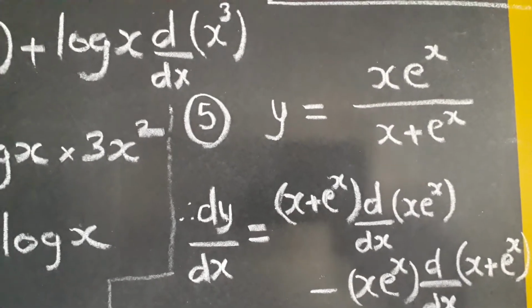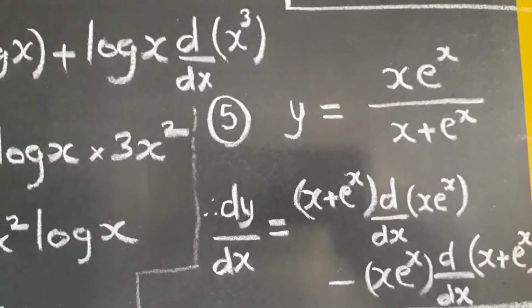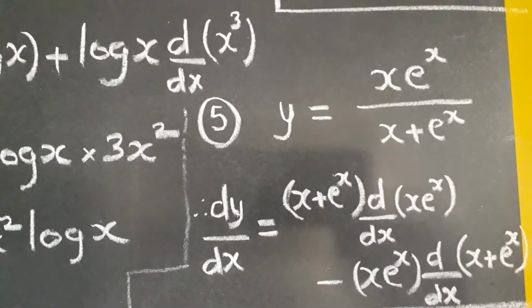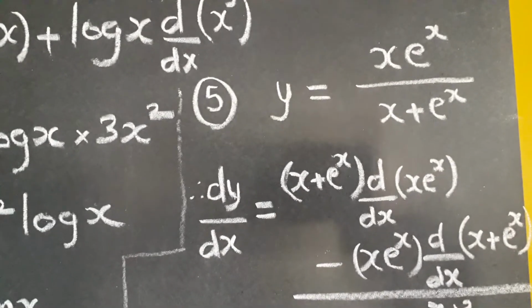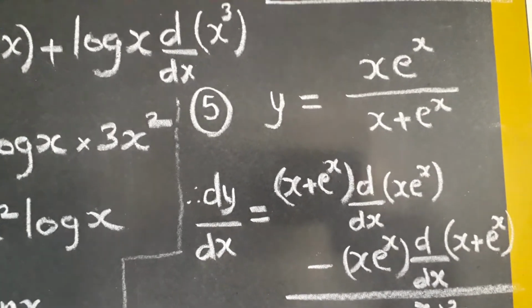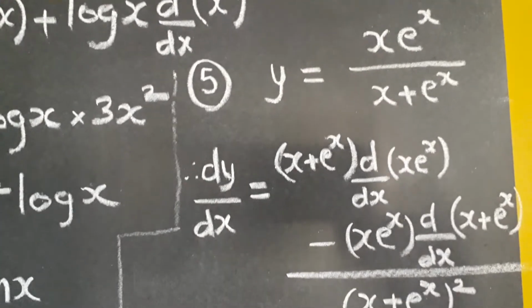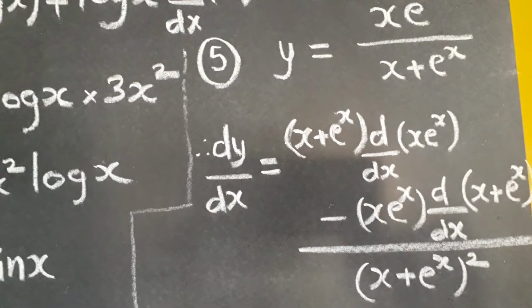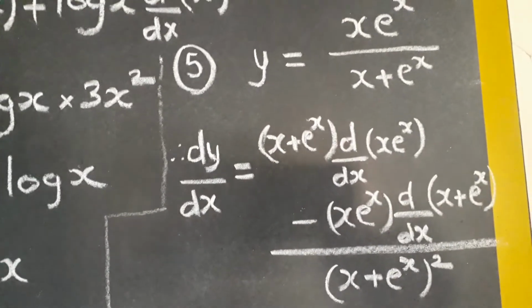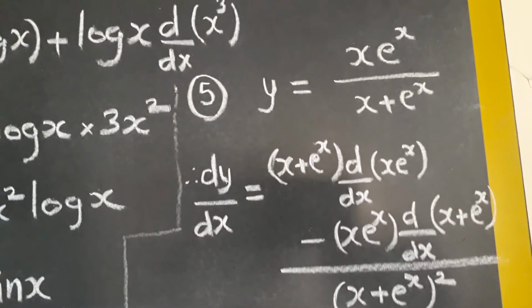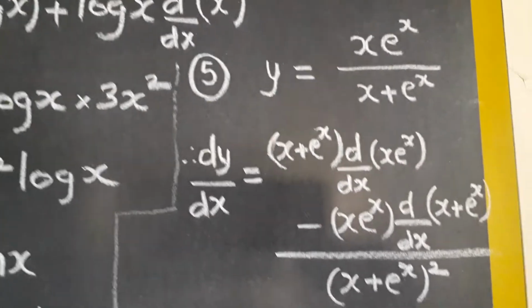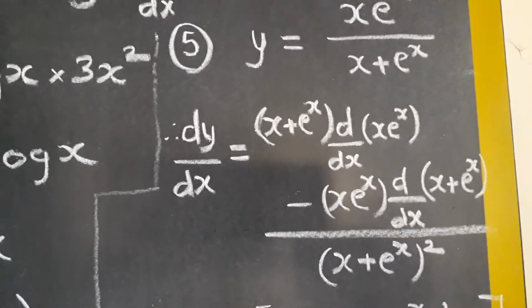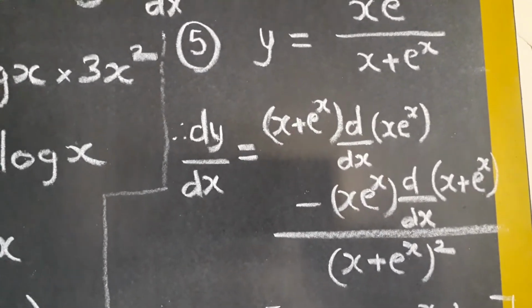The quotient rule says: the denominator multiplied by the derivative of the numerator, minus the numerator multiplied by the derivative of the denominator, the whole upon the denominator square. So we have written it in the same manner here. And now we have to find the derivative of x into e raised to x.